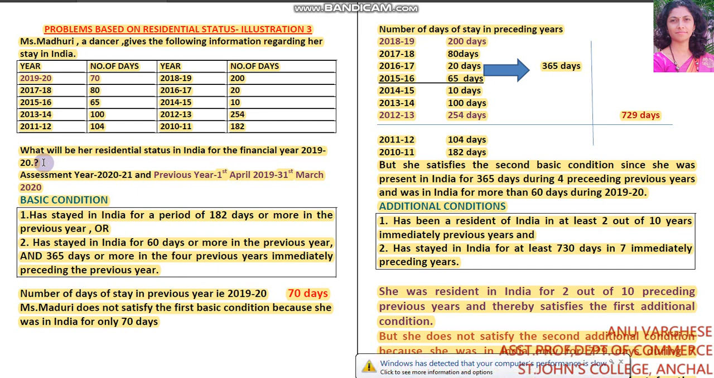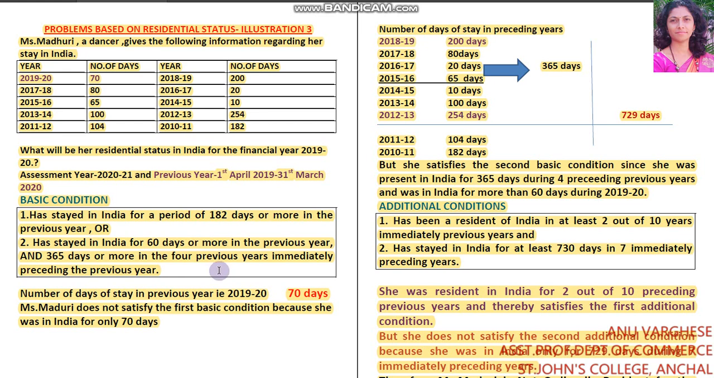I have already told you, to avoid confusions while calculating number of days of stay, you should write down assessment year and previous year. Our previous year is 1st April 2019 to 31st March 2020. First step is we have to identify whether the assessee is resident or non-resident. For that, we have to check basic conditions.